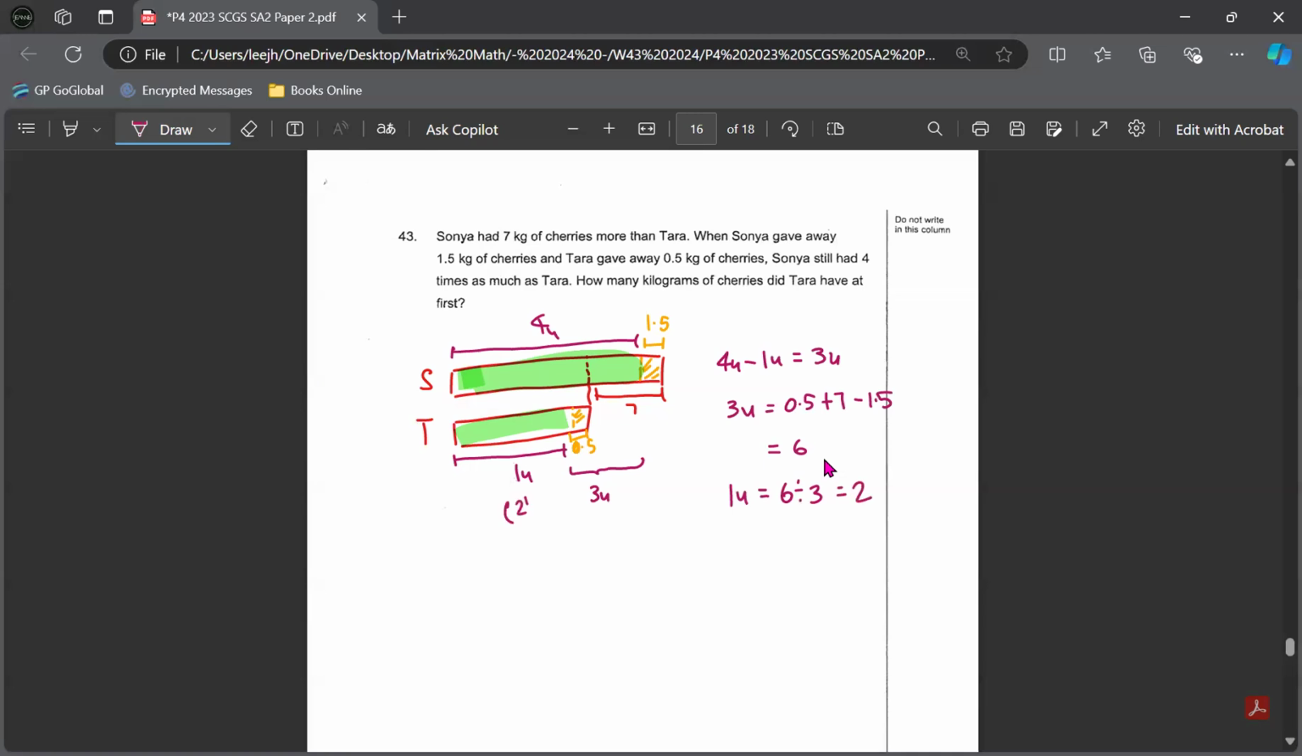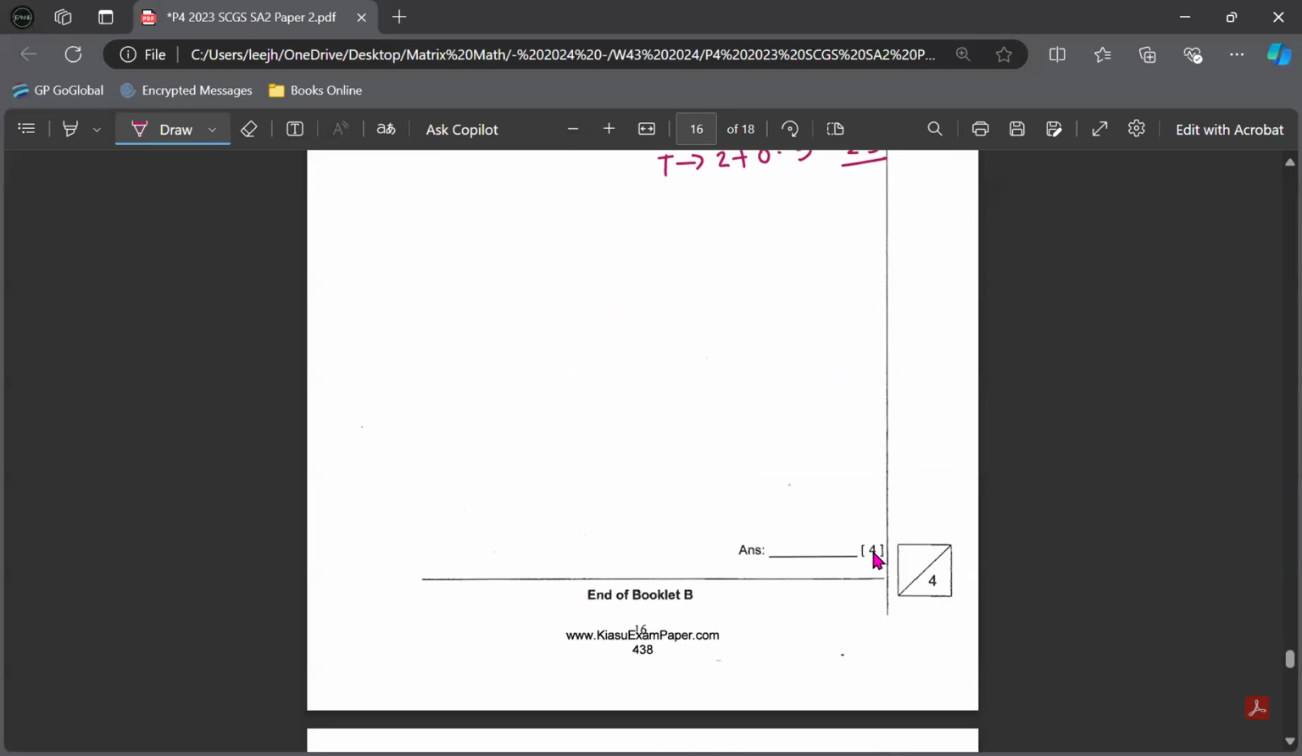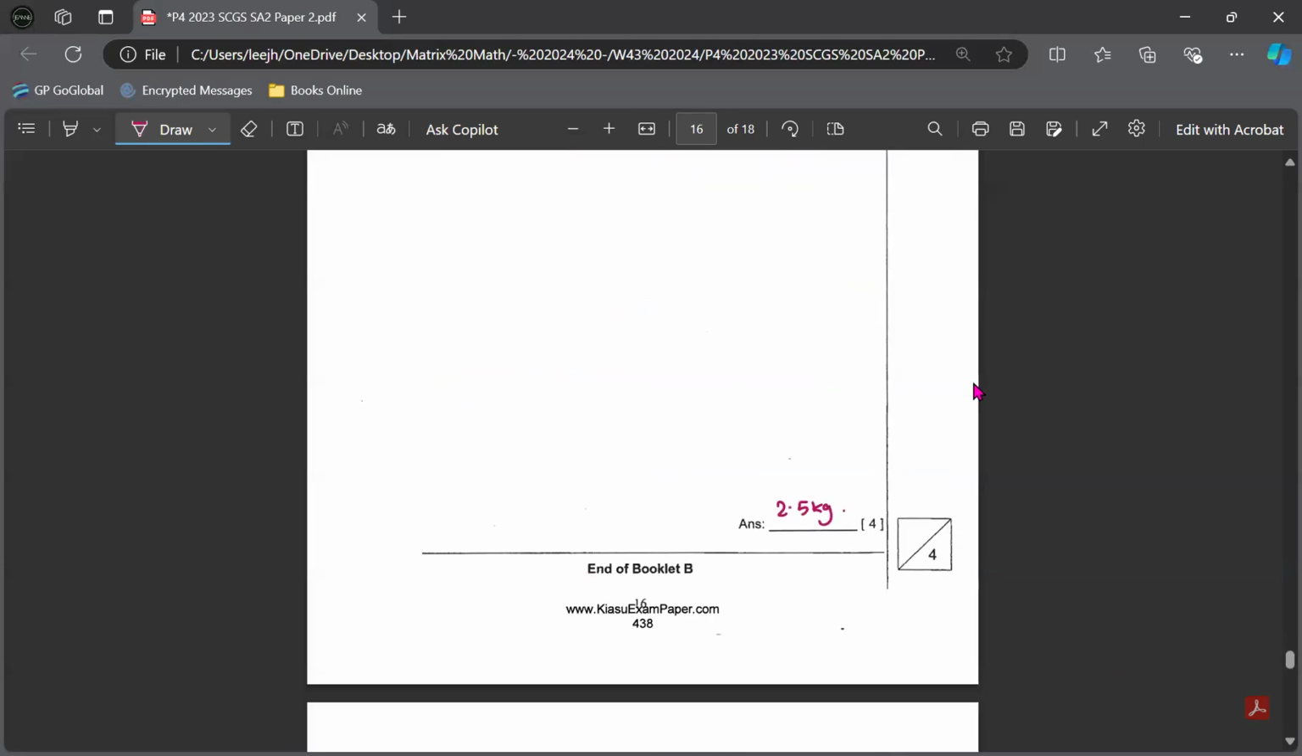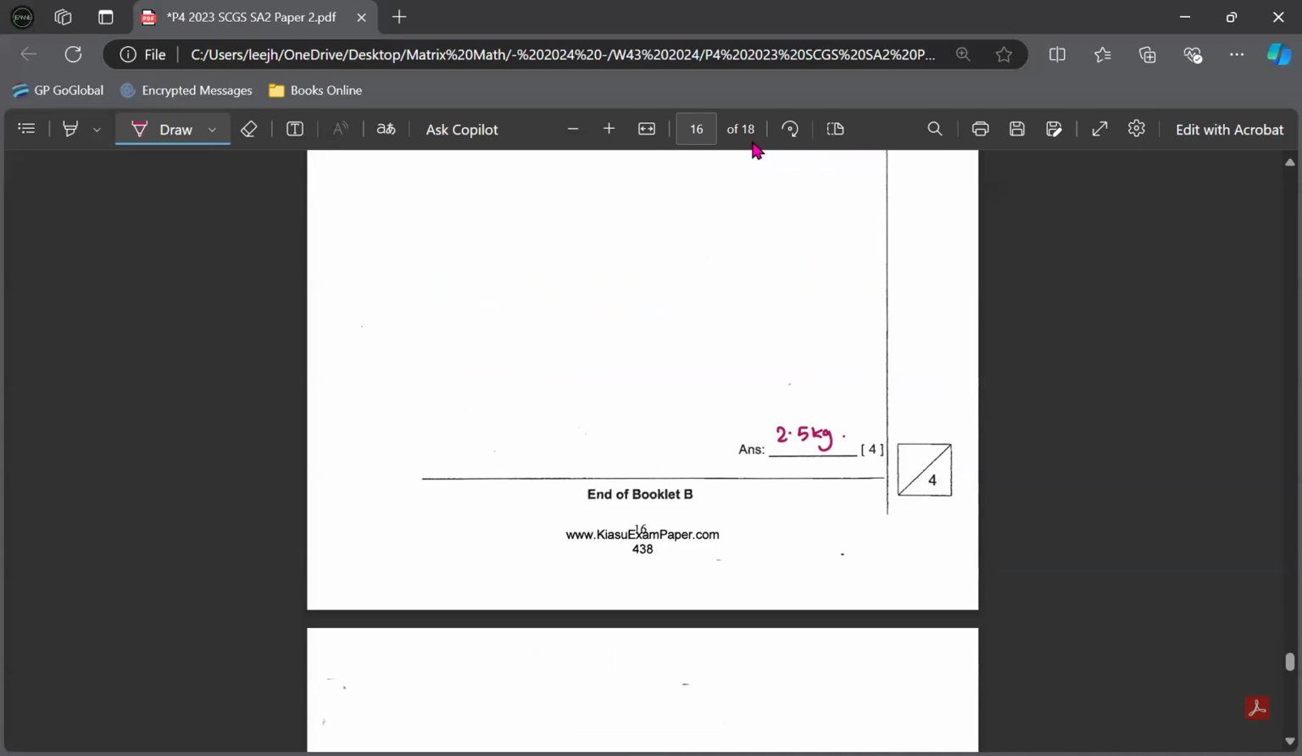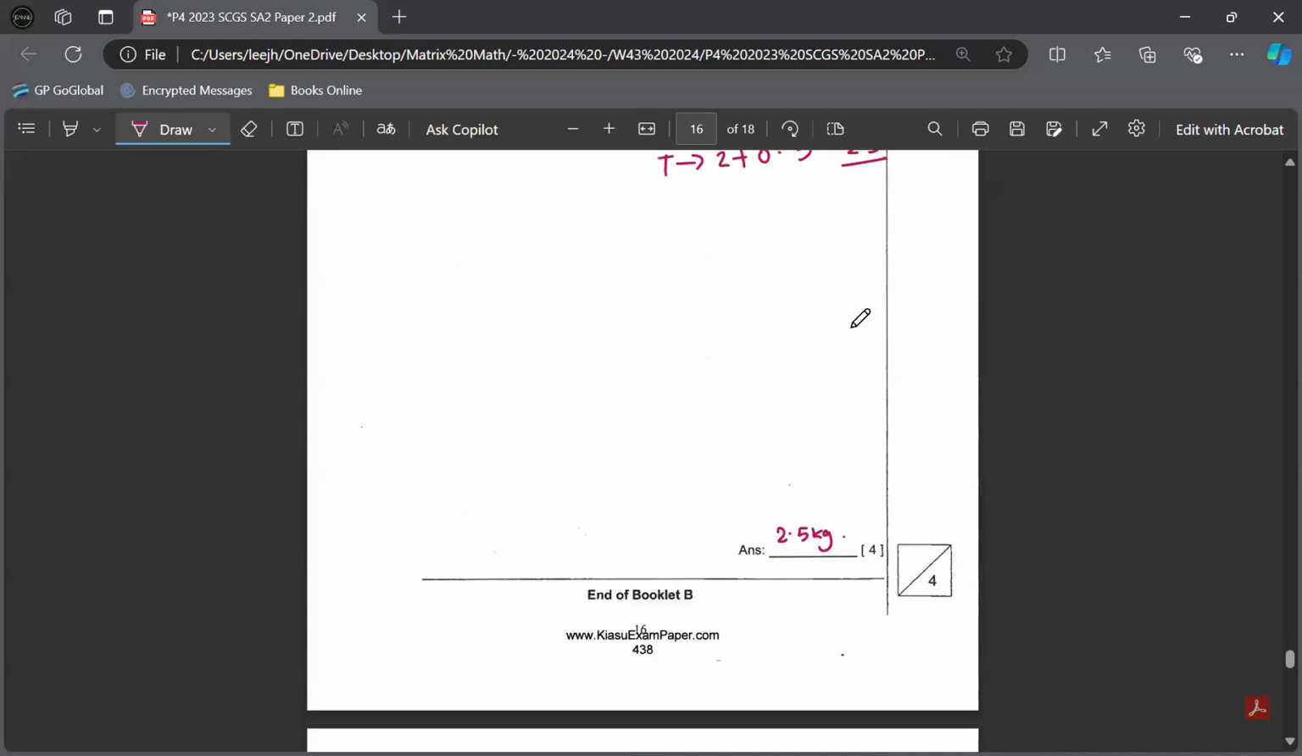So who is 2 kg? Tara has 2 kg. So the question asked me for Tara at first. So Tara, you bring back that 0.5. So Tara, 2 plus 0.5. Your answer is 2.5 kg. So write down your answer, 2.5 kg. Okay. This is the end of the exam paper for week 43, P4.